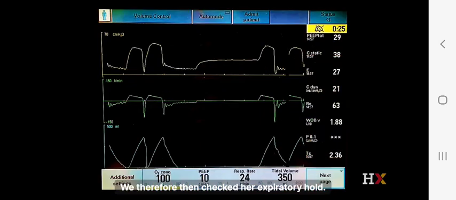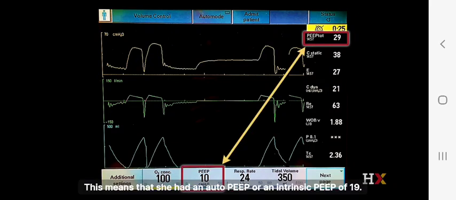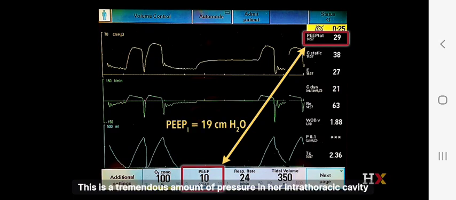We therefore then checked her expiratory hold. You can see here that her total PEEP was 29. Her set PEEP was 10. This means that she had an auto PEEP or an intrinsic PEEP of 19. This is a tremendous amount of pressure in her intrathoracic cavity that is leading to increased risk of hemodynamic compromise.